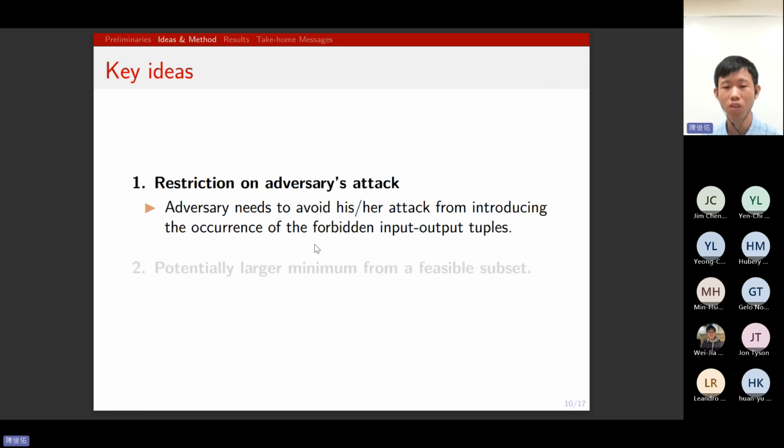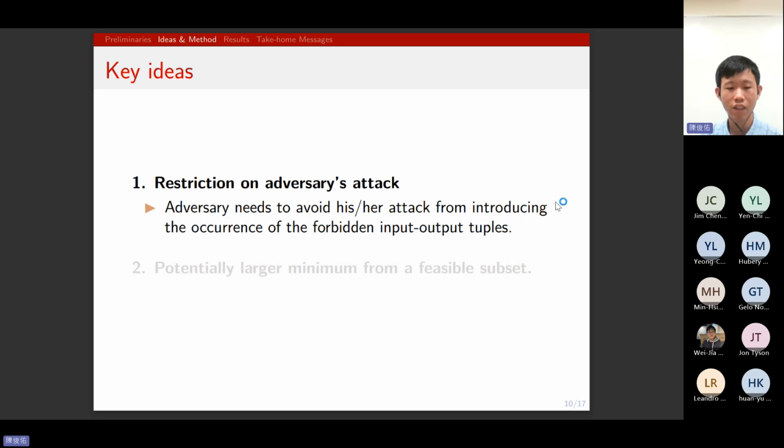For the extreme example, if we consider the ideal constraint, as long as the adversary introduces a forbidden input output tuple, then the protocol will be terminated. Then the adversary will just gain no information.